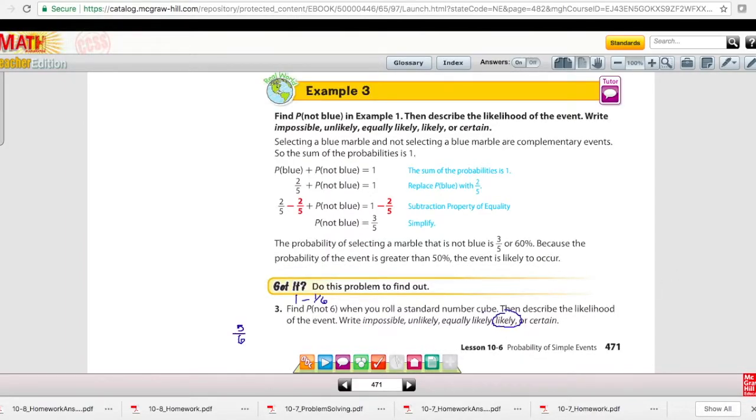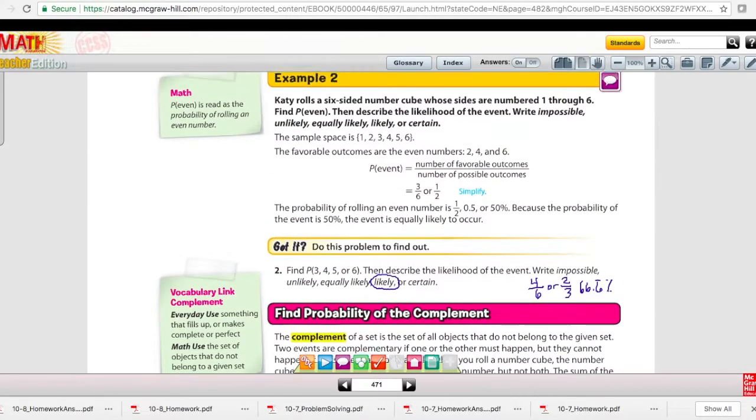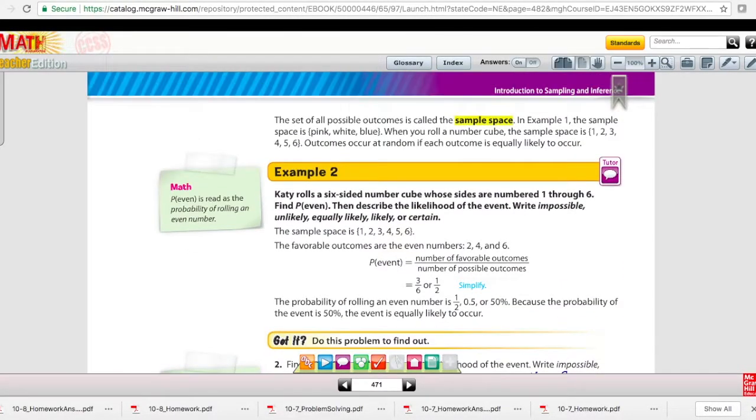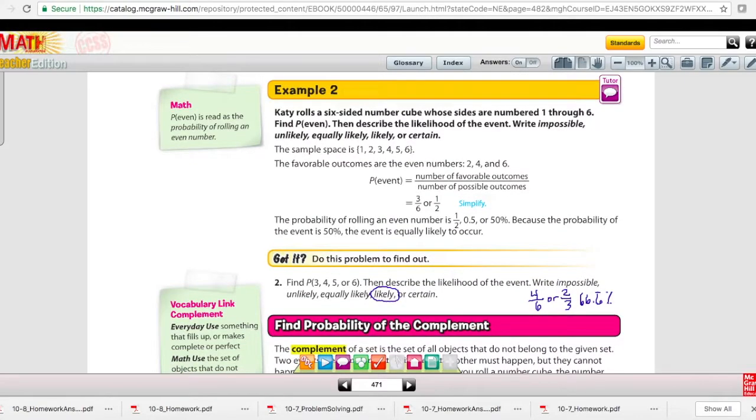On page 471, example number 2, we are introduced to the vocabulary word sample space. Please write that definition down. For got it 2, we're talking about a 6-sided number cube whose sides are numbered 1 through 6. The probability of rolling a 3, 4, 5, or 6, that's 4 things out of the 6 that will make us happy. And so 2 out of 3 is equal to 66.6 repeating percent, and that is likely to happen.